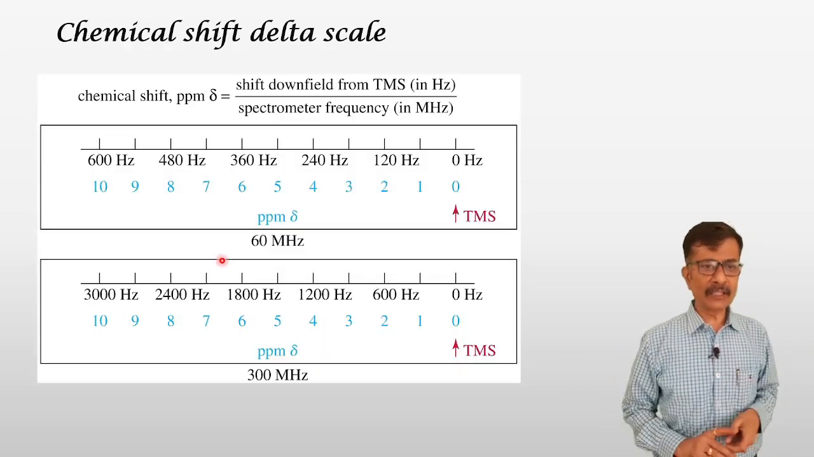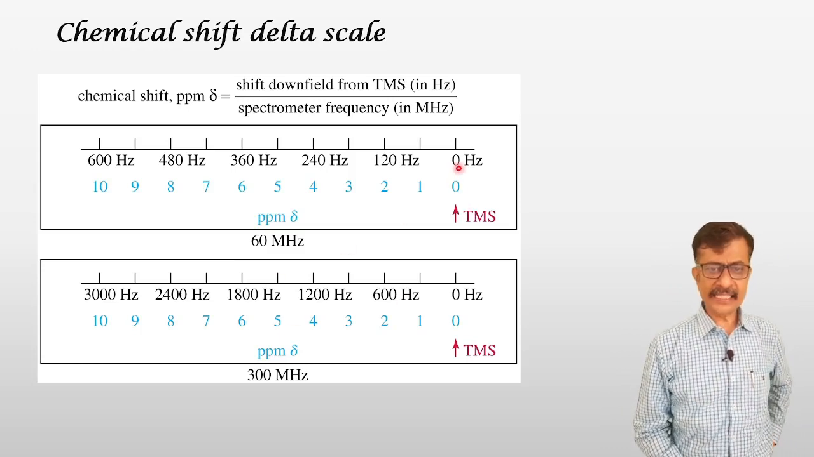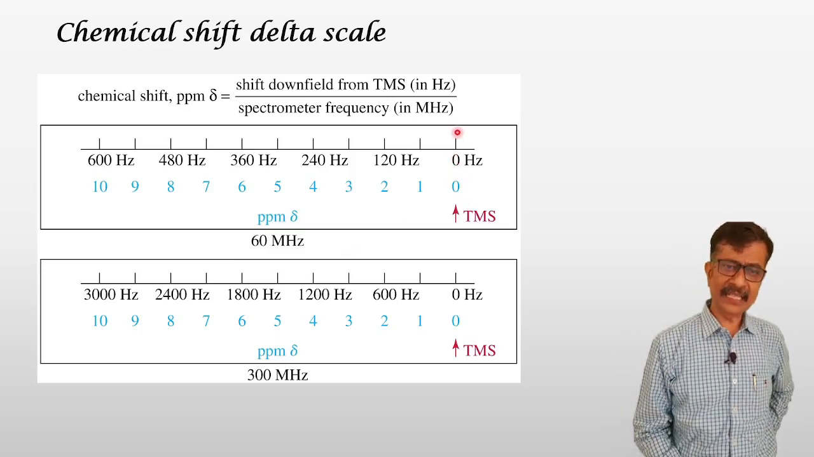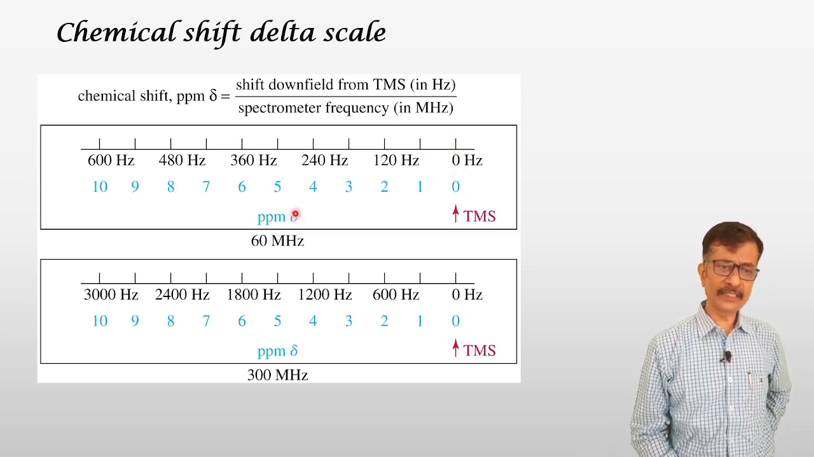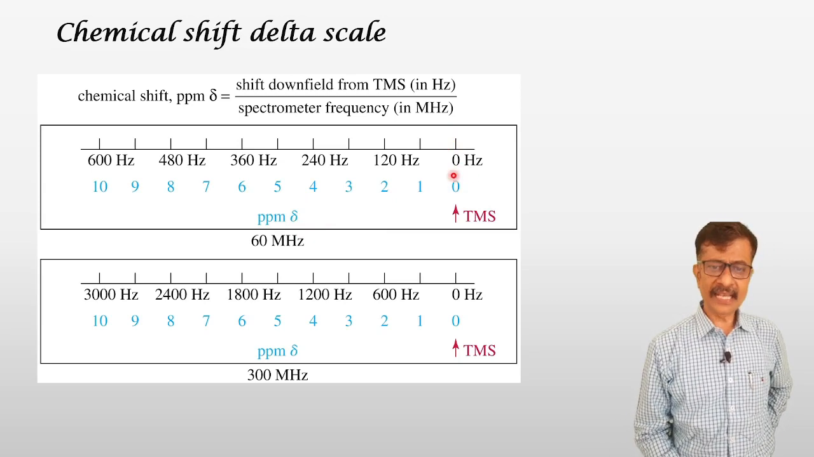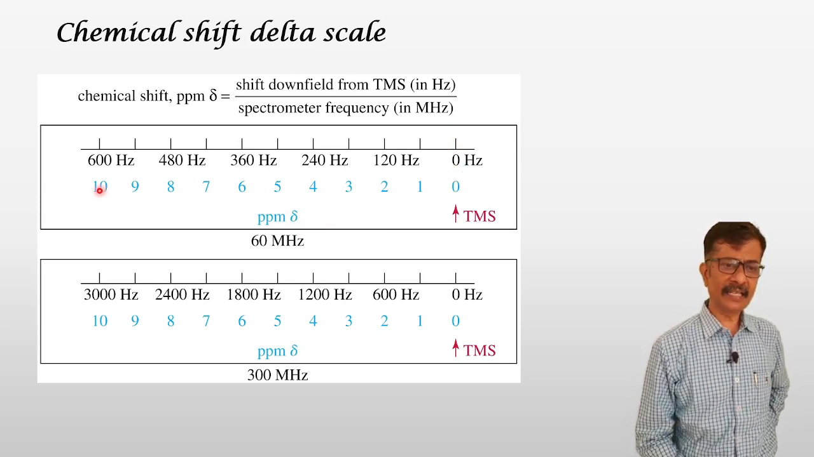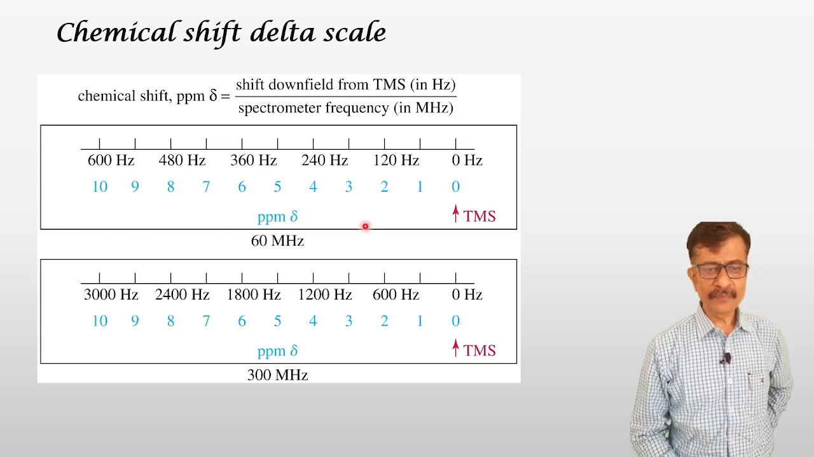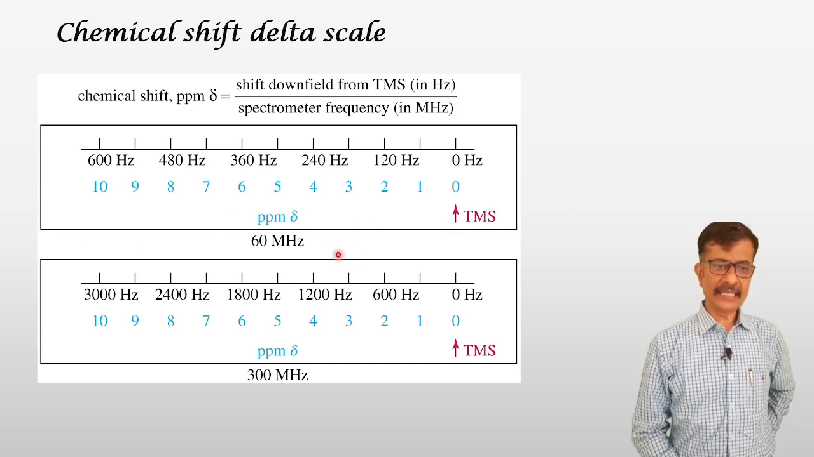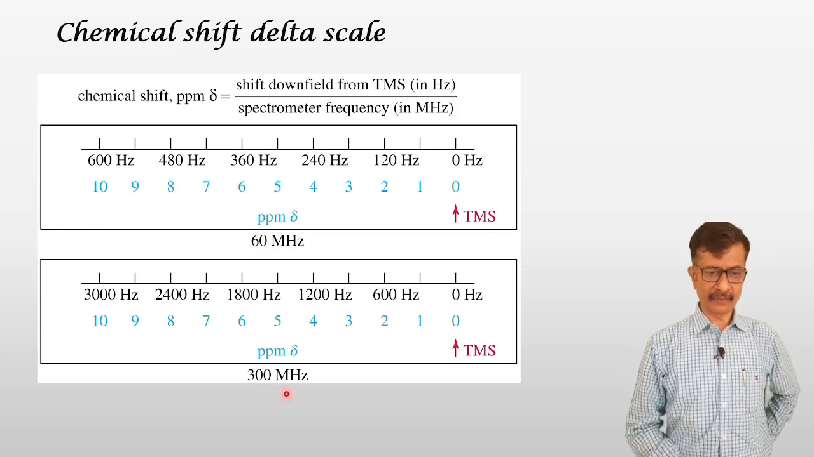Okay, now this is what you can call a delta scale. This is the peak of tetramethylsilane, where the delta value is assigned 0. Delta value is expressed in ppm, and from right to left you can see the delta value increases. The magnetic field increases from this side to that side, and 60 megahertz is a frequency of radio waves.